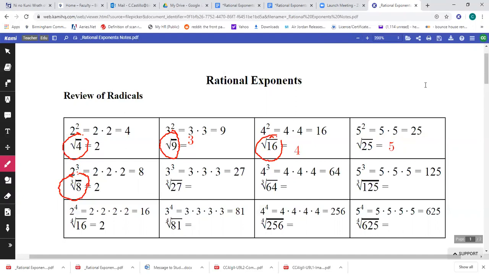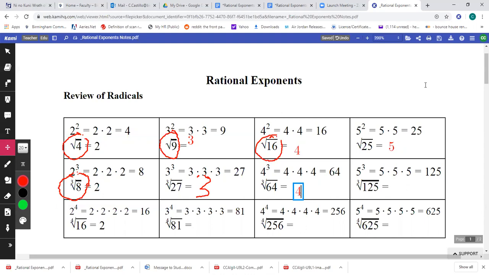When you see cube root of 8, it's asking you what number, if you multiply it by itself 3 times, will equal 8. Well, that answer is 2, because that's the opposite of 2 cubed. 3 cubed is 3 times 3 times 3, that's 27. So if I'm taking the cube root of 27, that's what number multiplied by itself 3 times is 27. Well, that's 3, because 3 times 3 times 3 is 27. 4 to the third is 4 times 4 times 4, which is 64. So the cube root of 64 is what number multiplied by itself 3 times is 64. Well, we just figured that out. That's 4.